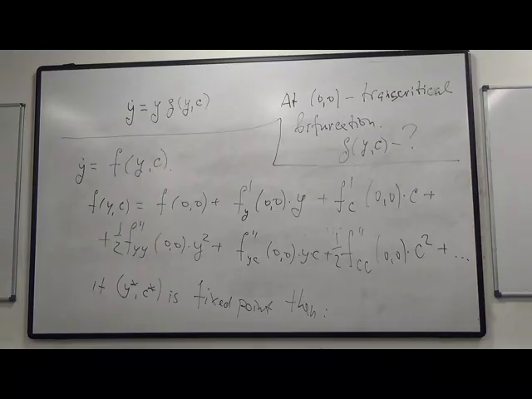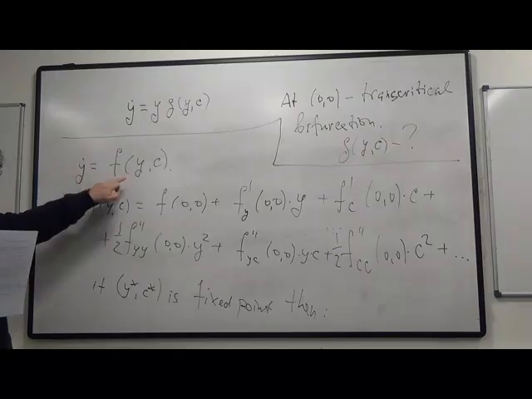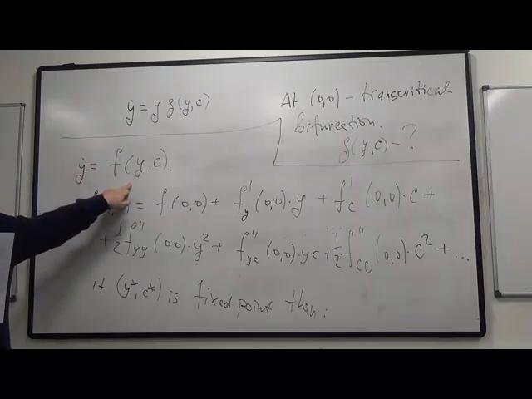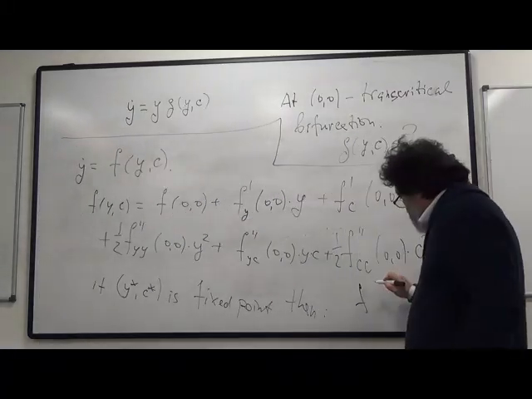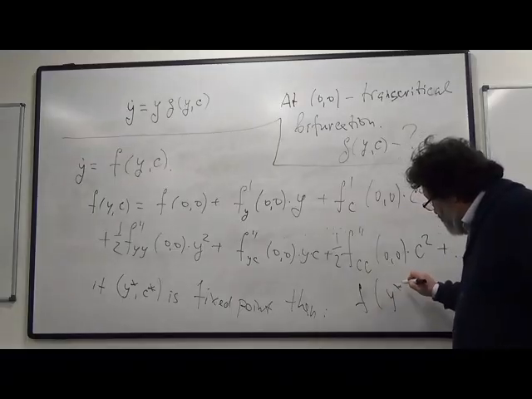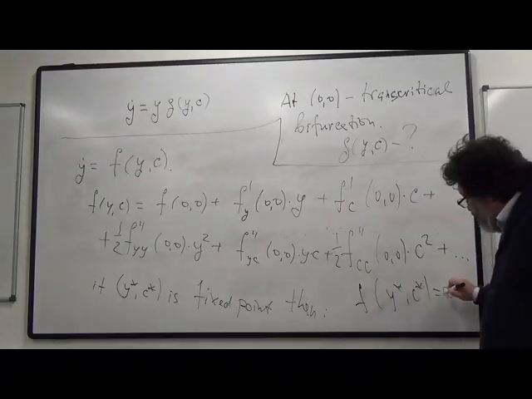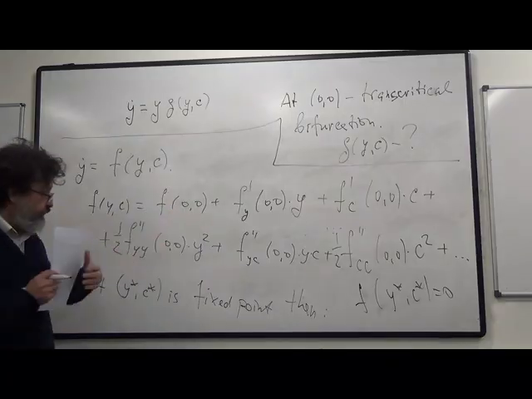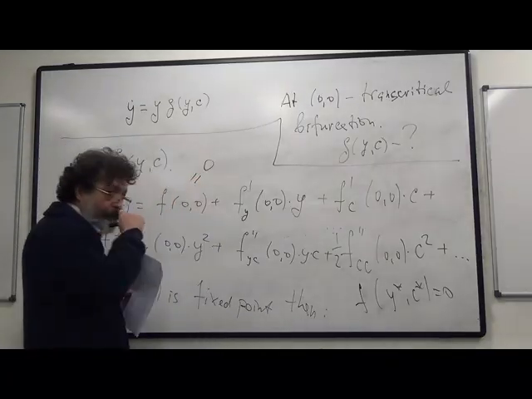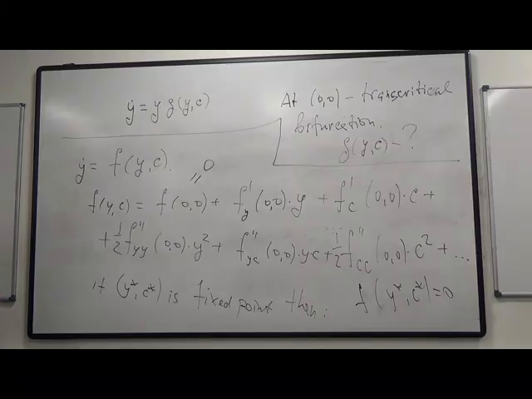Then our function at this point should be 0, because it's a fixed point. At a fixed point, nothing is changing. Nothing is changing means the derivative is 0. Derivative 0 means f is 0. Good? So this means that f at y star, c star is 0. But in our case, y star, c star is 0, 0. So therefore this is 0. So it is the condition for 0, 0 to be a fixed point.